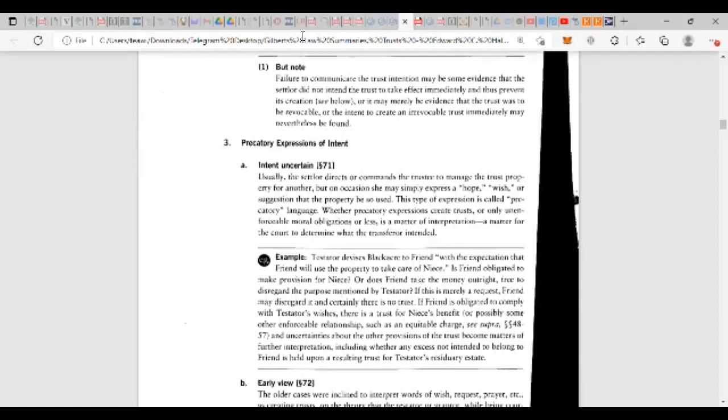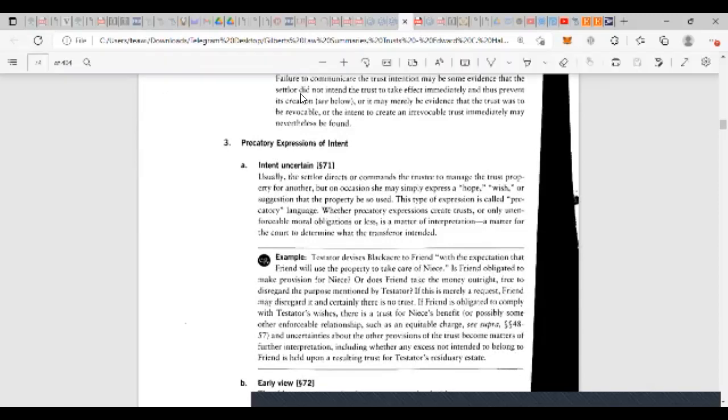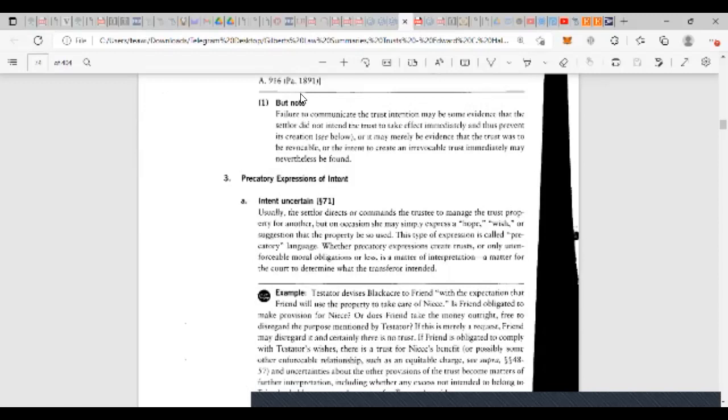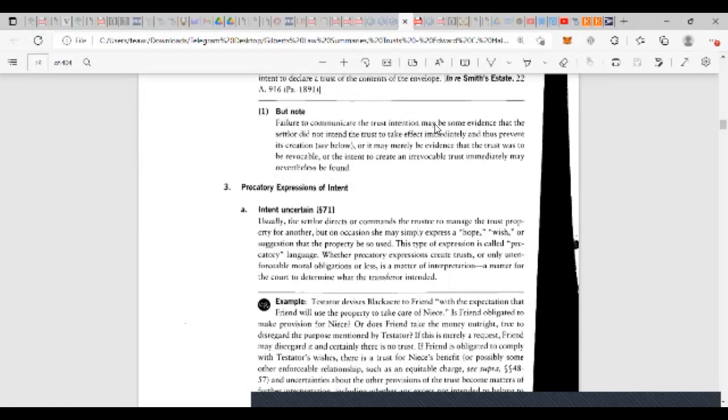1891. But note, failure to communicate the trust intention may be some evidence that the settlor did not intend the trust to take effect immediately and thus prevent its creation. See below. Or it may merely be evidence that the trust was to be revocable, or the intent to create an irrevocable trust immediately may nevertheless be found.